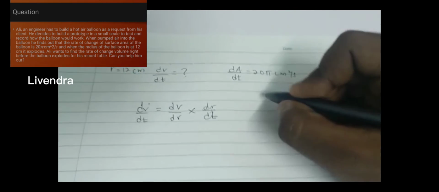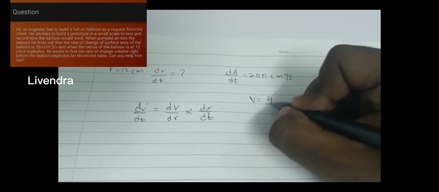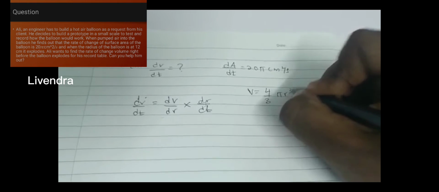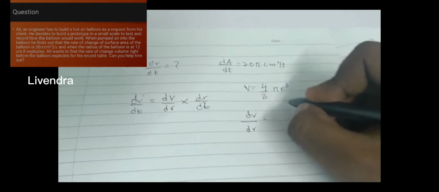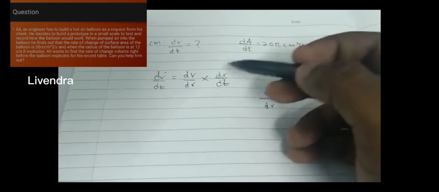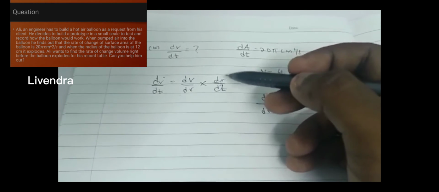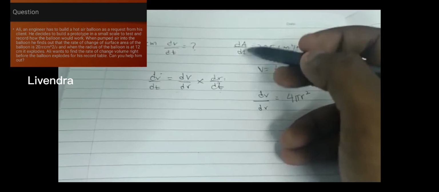For dV/dr, first we need to differentiate the volume of a sphere formula, 4/3 pi r cubed. Differentiating this, dV/dr, we should get 4 pi r squared. And for dr/dt, we don't have any formula to differentiate radius and time, so we have to use a chain rule.